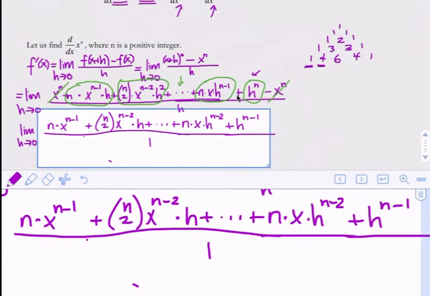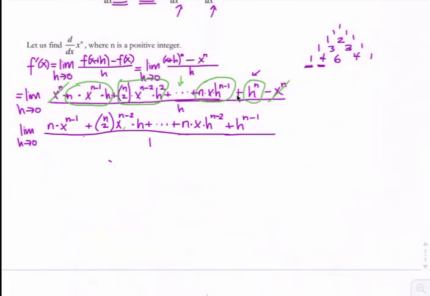I've gotten rid of the denominator. Can I go ahead and take the limit? I think I can. Because if I put in h equal to 0, I will not get 0 over 0. It's going to be just fine. So as h goes to 0, let's see what happens to these terms. This term goes to 0. This term goes to 0. This term goes to 0. They all have h's in them.